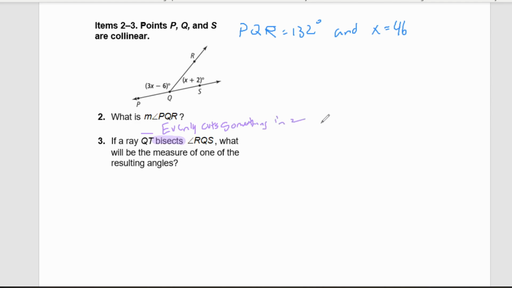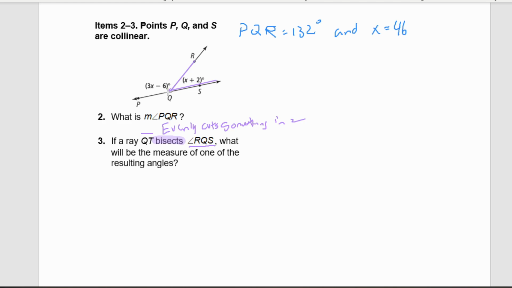Or cuts it into 2. And what that is being directed at is angle RQS. So I have to draw the ray QT in the middle of angle RQS. So I'm going to come back up and just re-identify RQS, which we've done in the previous problem. But since we have a fresh diagram, we're going to do it one more time. So I started at R, headed to Q, and then from Q, I head to S. And this new ray has to bisect this angle.